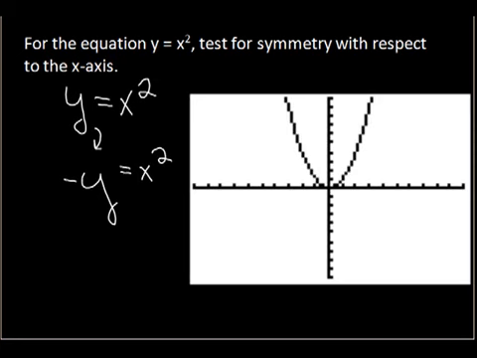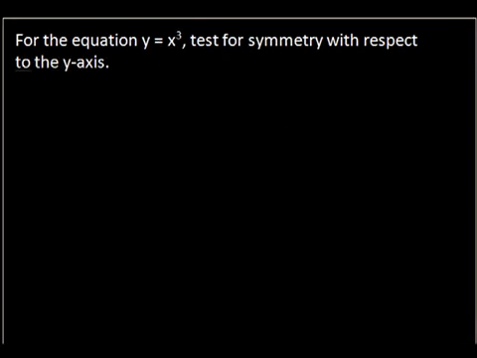So here's a picture of y = x squared from the calculator. Now we notice that if it was symmetric with respect to the x-axis, it actually would look like this. So this equation is actually symmetric with respect to the y-axis. Let's look at the next example.